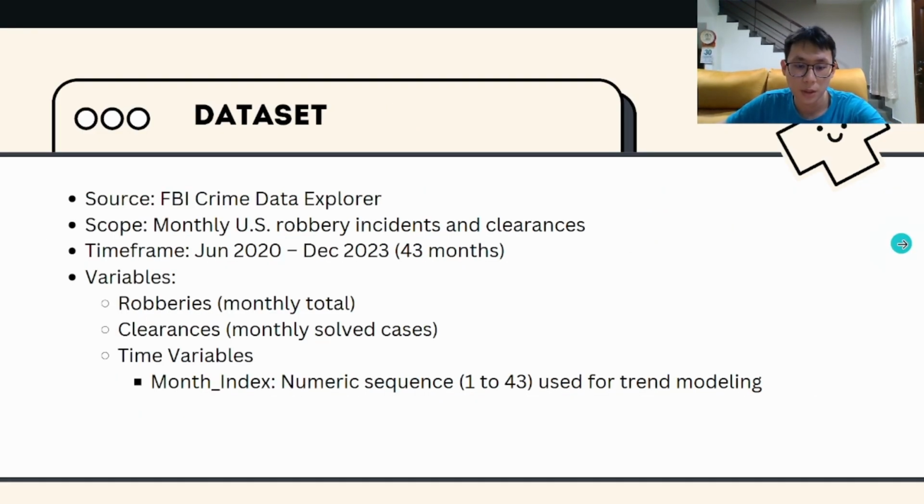The dataset was sourced from the FBI Uniform Crime Reporting Program via the Crime Data Explorer. It provides monthly national-level data on robbery incidents and occurrences covering 43 months from June 2020 to December 2023. There are three main variables that we used for the analysis. First is robberies, the total number of robbery cases reported each month. Next is occurrences, the number of those cases that were solved. The third is the time variable, a time index, a sequential number from 1 to 43 used for the time-based analysis.